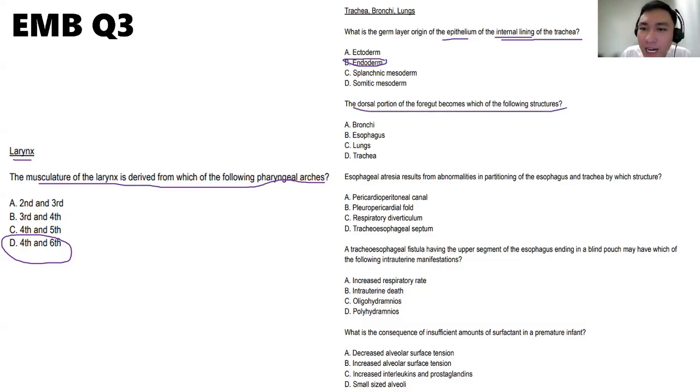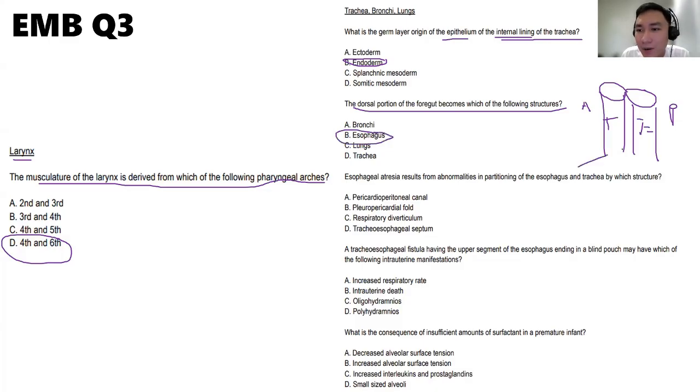Dorsal portion of the foregut becomes which structure? So dapat sabi natin kanina, mayroon dalawang structure sa harap and sa likod. This is anterior, this is posterior, di ba? This is the trachea, this is the esophagus. So dorsally or posteriorly, we will have your esophagus. Your trachea, the bronchi, and the lungs are anterior.